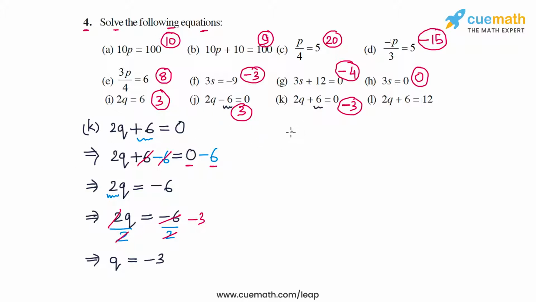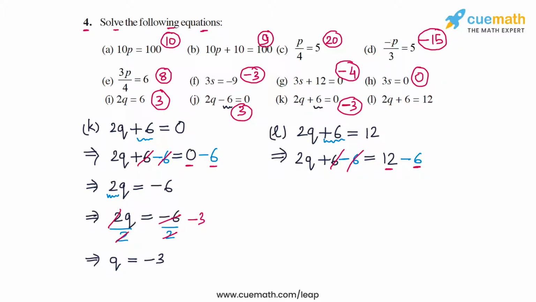Finally, we will do part L now. In part L, the equation is 2q plus 6 is equal to 12. So to separate q, first we will subtract 6 on both sides because we need to get rid of this 6. Okay, so let's do that. So we have 2q plus 6 on the LHS. On the RHS, we have 12, and we will subtract 6 on both sides. So minus 6 and minus 6. So on the LHS, these 6 terms cancel out. On the RHS, we have 12 minus 6 is equal to 6.